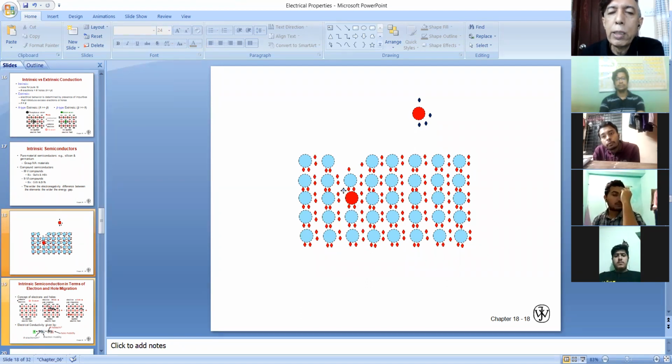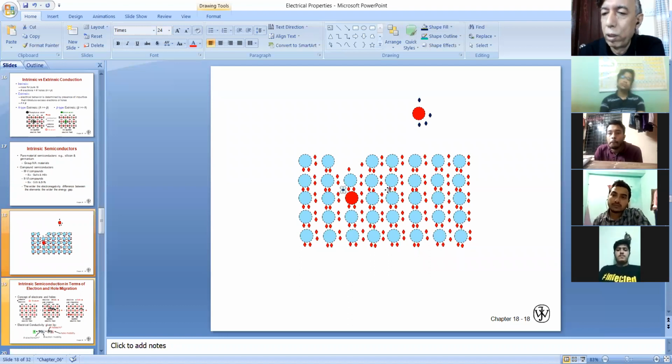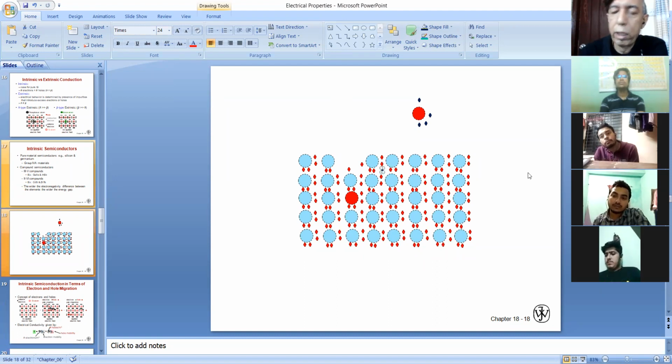Now, this electron of phosphorus is alone. So it becomes free. It becomes free to move here and there, anywhere in the crystal. That is called a free electron. It is free to move anywhere.